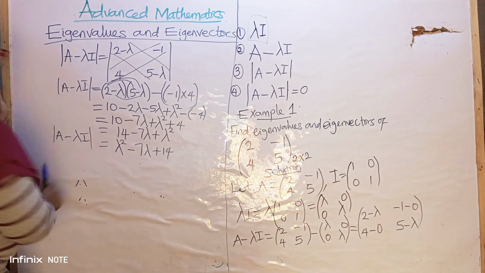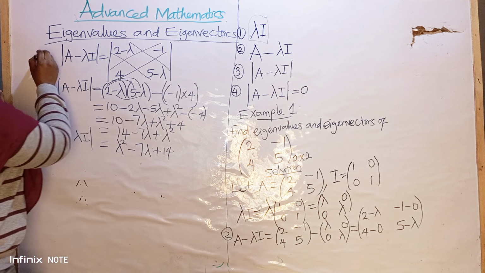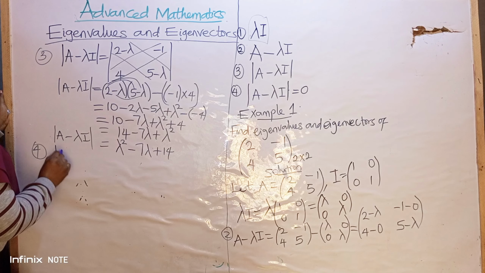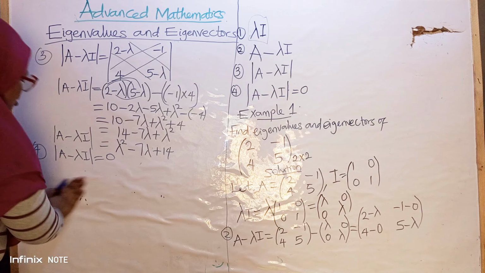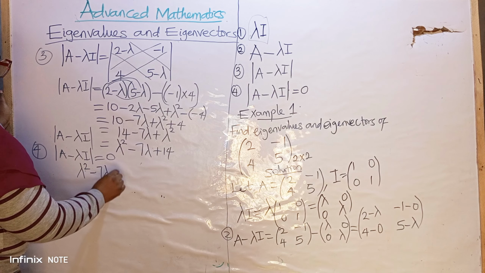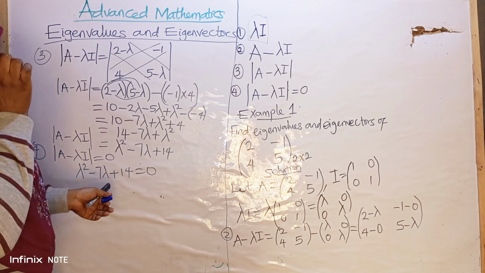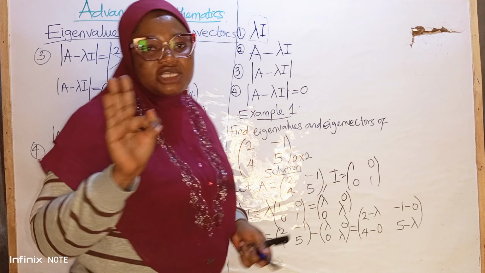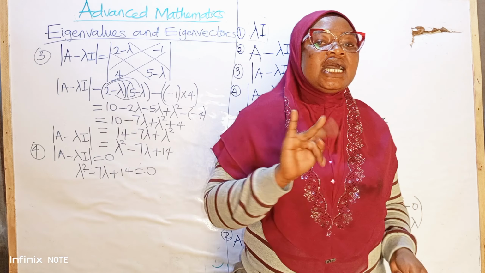This one is step 2, here is step 3, and now step 4. My determinant of A minus lambda I has to be equated to 0. So this will be lambda squared minus 7 lambda plus 14 is equal to 0. So it has led me to a quadratic equation. We have 3 methods to solve a quadratic equation: factorization method, completing the square method, and formula method.